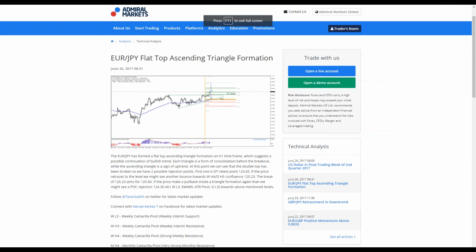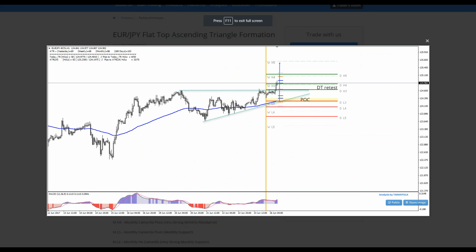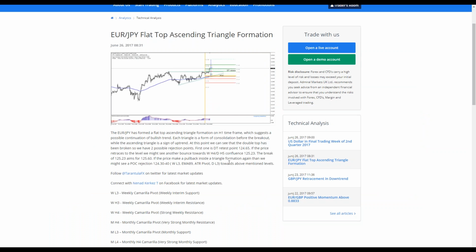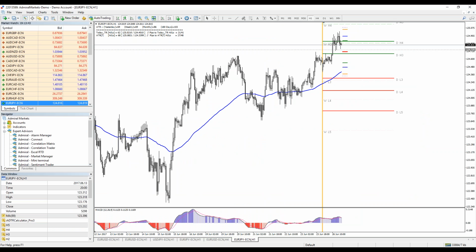And I will show you on Admiral Markets website. I did the analysis here. The price was 124.90. It dropped at retest of 65 after I published the analysis. And that is what happened. So maybe you could have made some money. Even if you traded today, you could have made 30 pips from my analysis.